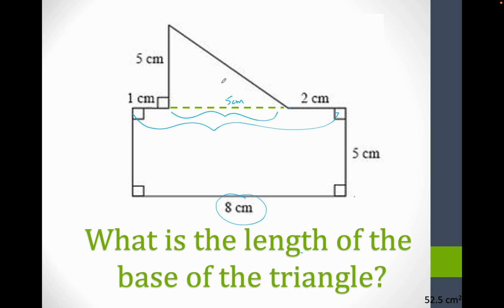We would need that if I wanted to find the area of that triangle up top, because we need the base of the triangle and the height. So that would allow us to find the area of that triangle and then find the area of the rectangle and ultimately add them together to get a total of 52.5 centimeters squared.